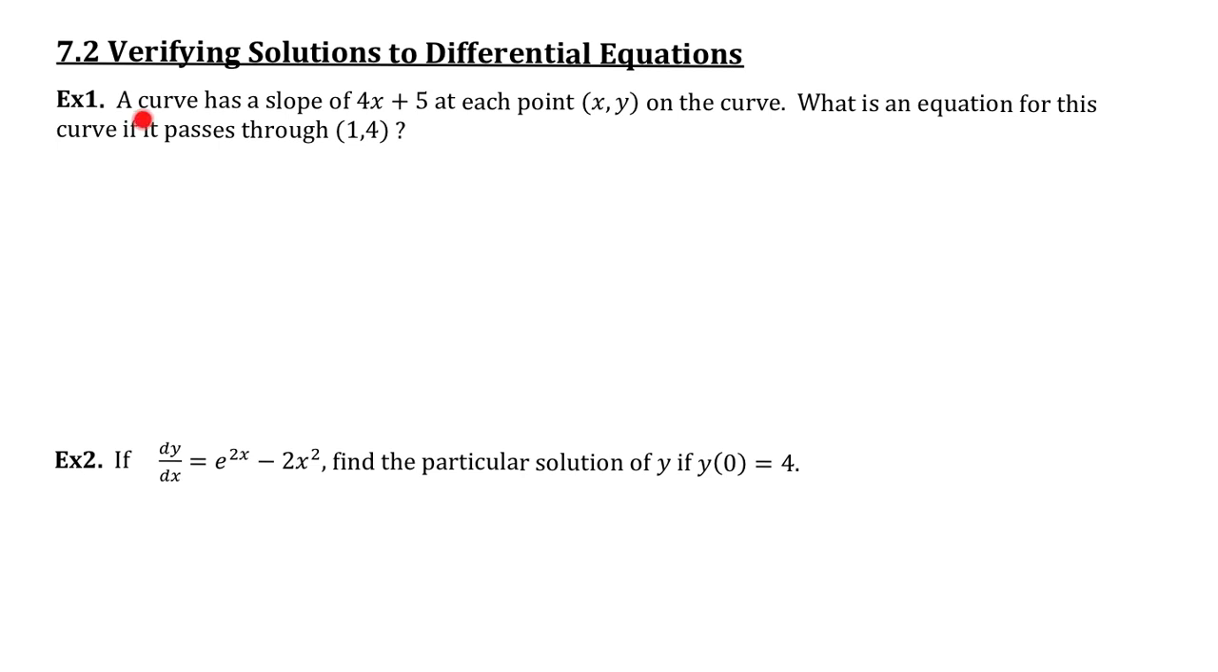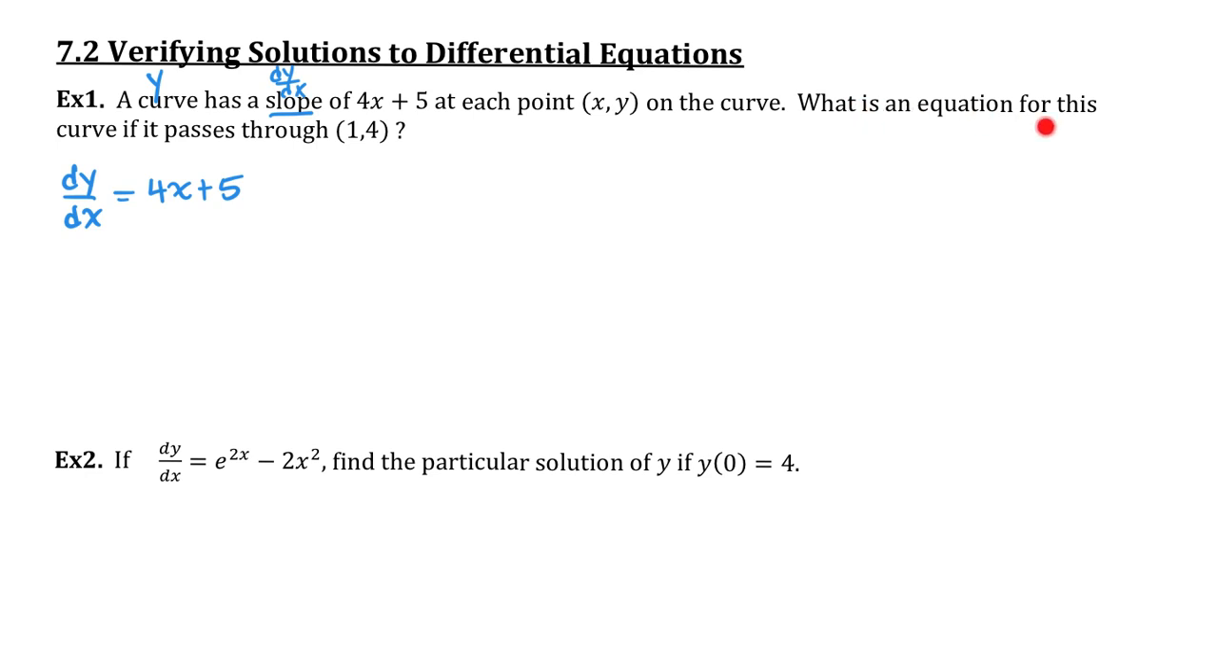So this first one says, a curve has a slope of 4x plus 5 at each point (x, y) on the curve. What is an equation for this curve if it passes through (1, 4)? So there's some graph, is really what it's telling me. When it says curve, it means there's a graph. I can call it f of x, I'm going to call it y. It has a slope, my change in y, let's call it dy/dx. Let me write it down here: dy/dx equals 4x plus 5.